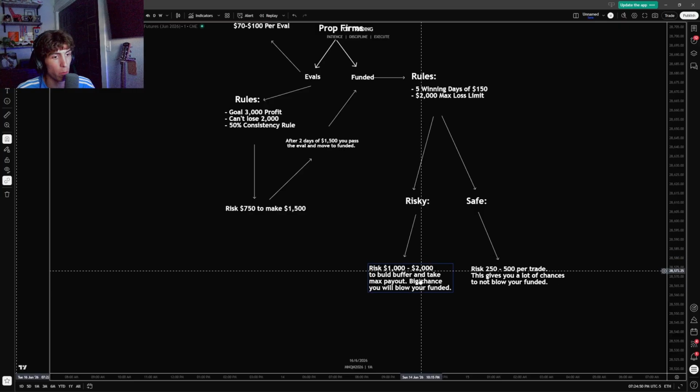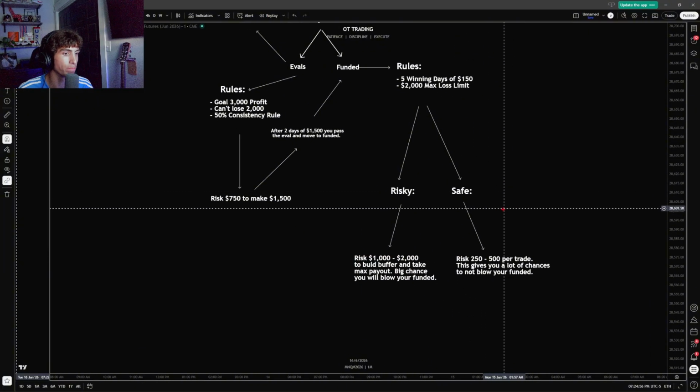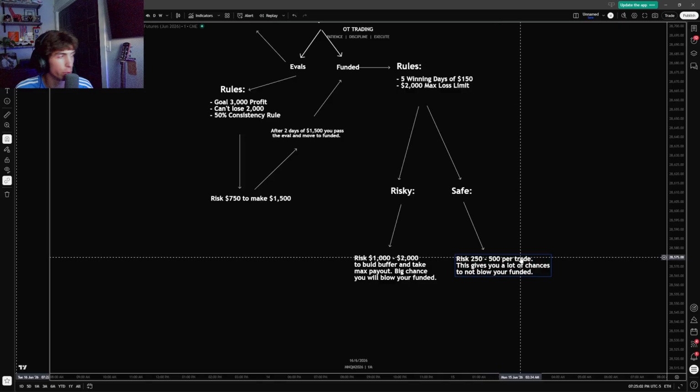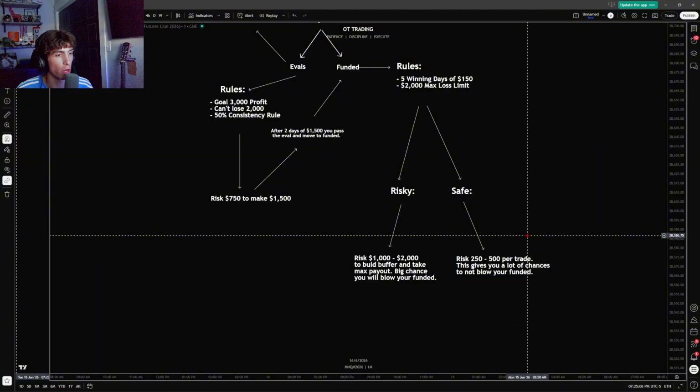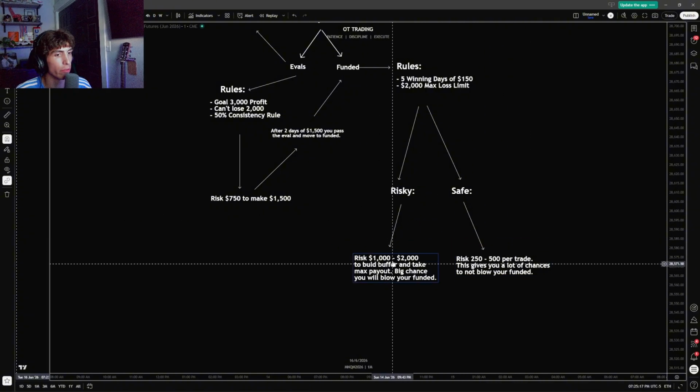You either win the trade, you can get max payout and you can just target winning days, or you can play it safe, which would be risking around $250 to $500 per trade. So this is going to give you more opportunity to actually keep your funded account for a long period of time. So if you risked $250 and you lost 5 in a row, you would still have your funded account. You would be in drawdown, but you'd still have it rather than the risky side.